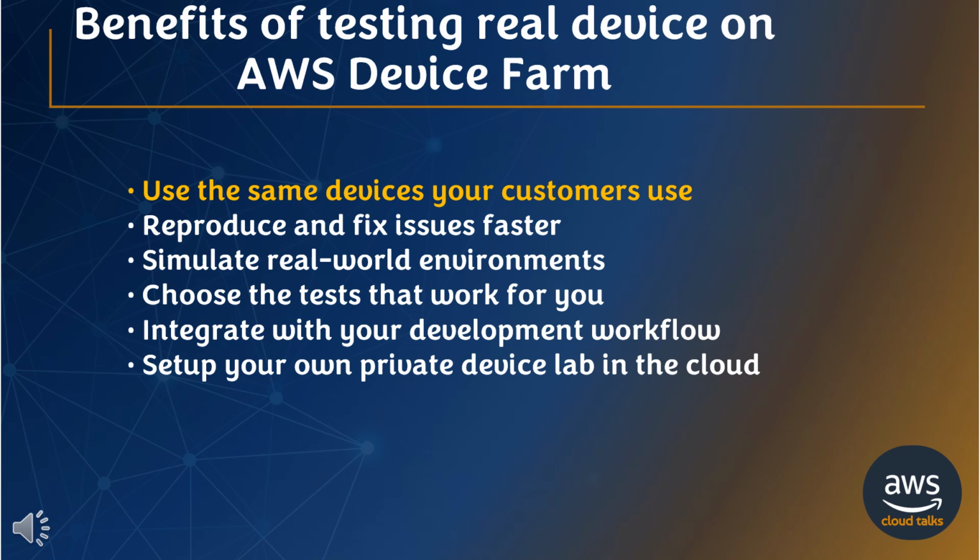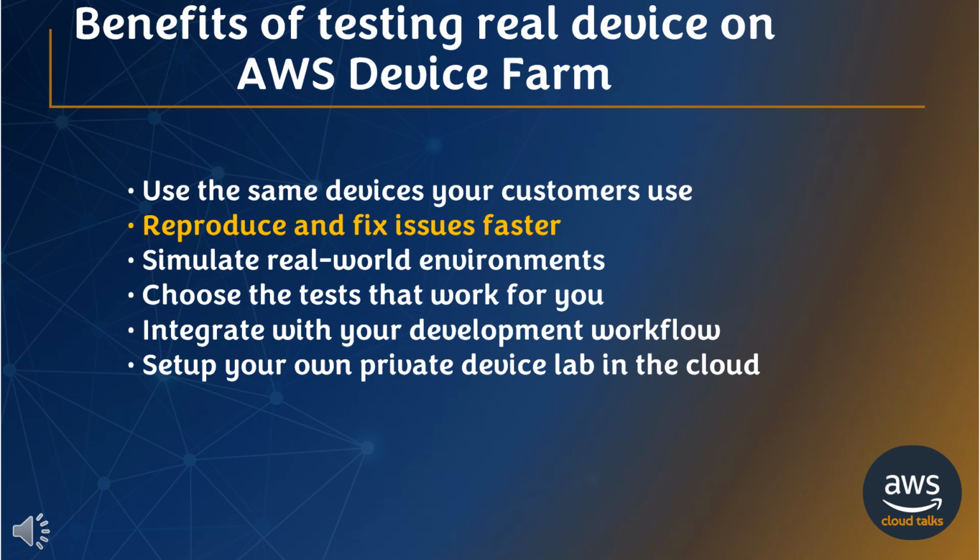Use the same devices your customers use. You can run tests and interact with a large selection of physical devices. Unlike emulators, physical devices give you a more accurate understanding of the way users interact with your app by taking into account factors like memory, CPU uses, location, and modifications made by manufacturers and carriers to the firmware and software. AWS is always adding devices to the fleet.